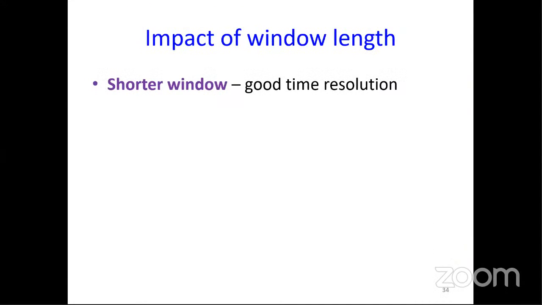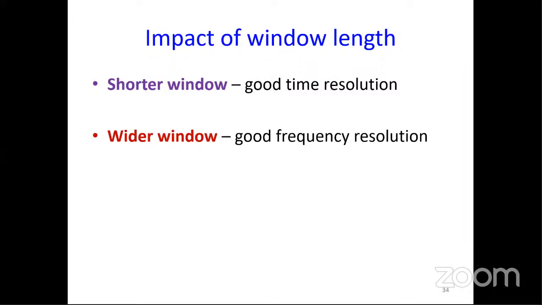So what is basically the short time Fourier transform? Pass the signal through a window and then take the Fourier transform, then it becomes the short time Fourier transform. How to choose the window? If your window is very short, it gives very good time resolution. If the window is wide, it will give very good frequency resolution. So if you get very good time resolution, it is very difficult to get good frequency resolution. If you get very good frequency resolution, it is very difficult to get good time resolution.